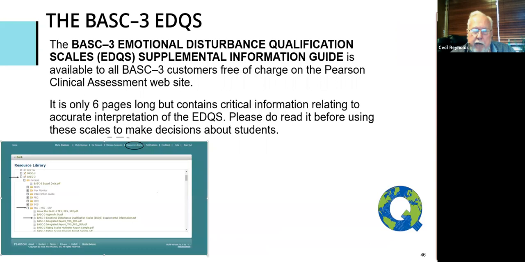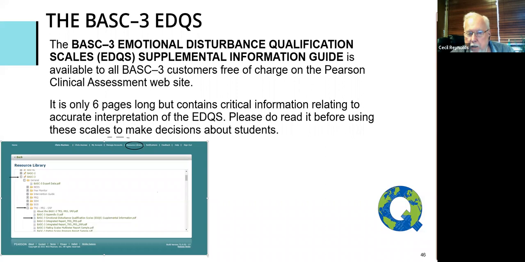There is a guide available to you if you are a BASC-3 user. It's available to you for free, and it's a supplemental information guide devoted to the EDQS. It's on the Pearson website. It's only 6 pages long, but please read it before using these scales to make any decisions about students.